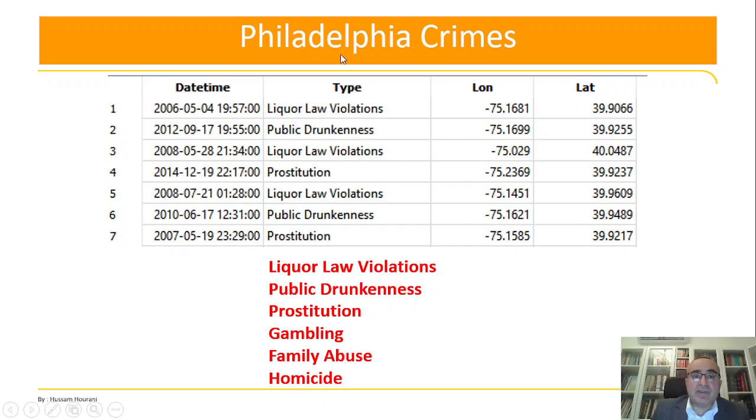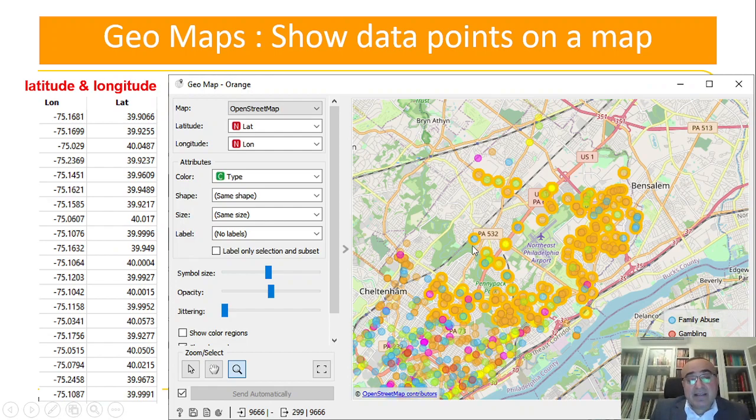We will use Philadelphia crime. This dataset has 4 fields: the date, time, the type of violation that happened, the longitude, and the latitude. For the violations, we have several types: liquor law violation, public drunkenness, prostitution, gambling, family abuse, and homicide.